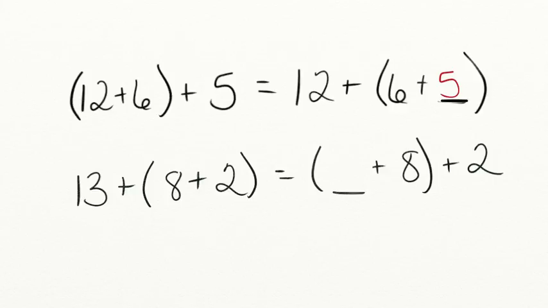Let's go ahead and look at the next problem. We have 13 in a group on its own, plus 8 plus 2 grouped together. That amount is equal to blank plus 8 in a group, plus 2 in a group on its own. Again, we're going to be using the same numbers on the left-hand side as on the right-hand side, but we're going to group them differently. So we have 13, 8, and 2 on the left, which means we need to have 13, 8, and 2 on the right.